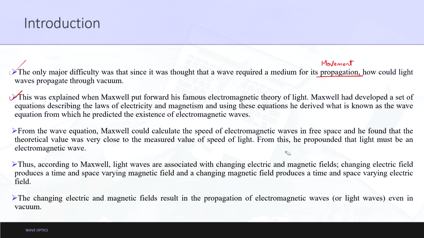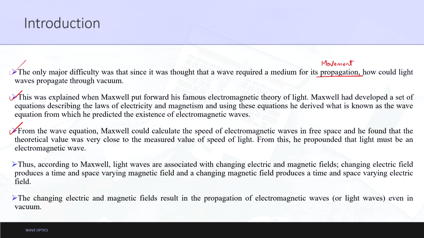as in vacuum, and he found that the theoretical value was very close to the measured value of the speed of light. So, the theoretical value which he calculated using the wave equation was found to be very close to the actual speed of light. From this he concluded that light must be an electromagnetic wave. So, hence this difficulty was also removed, and it is now completely clear that light is a wave phenomenon. Thus, according to Maxwell, light waves are associated with changing electric and magnetic fields.